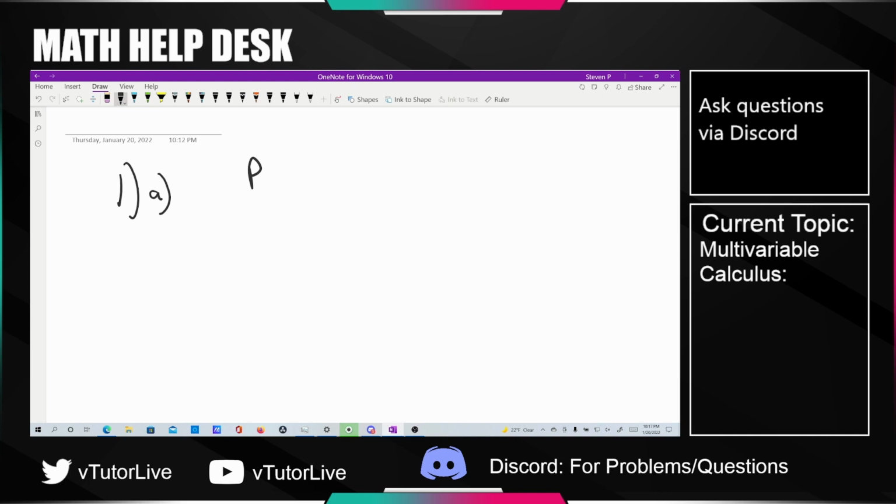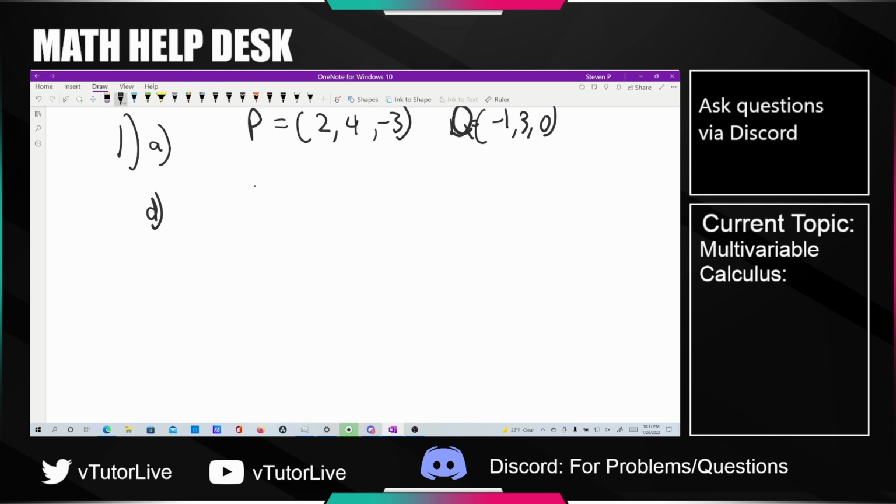Go through the first sections with you guys. The only one that I didn't get on the first one was D, just because I didn't have time and I just kind of skipped over it because the other ones were easier. Okay, let's take a look at D then. What is D? It says a cylinder centered on the x-axis containing a point Q.